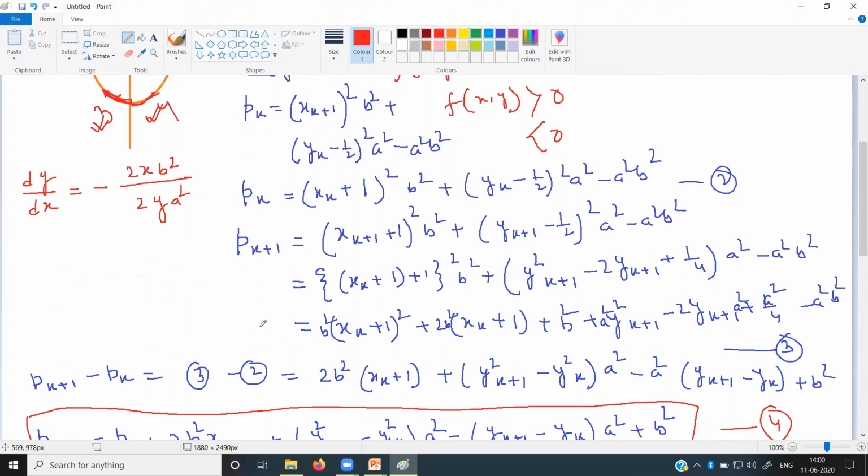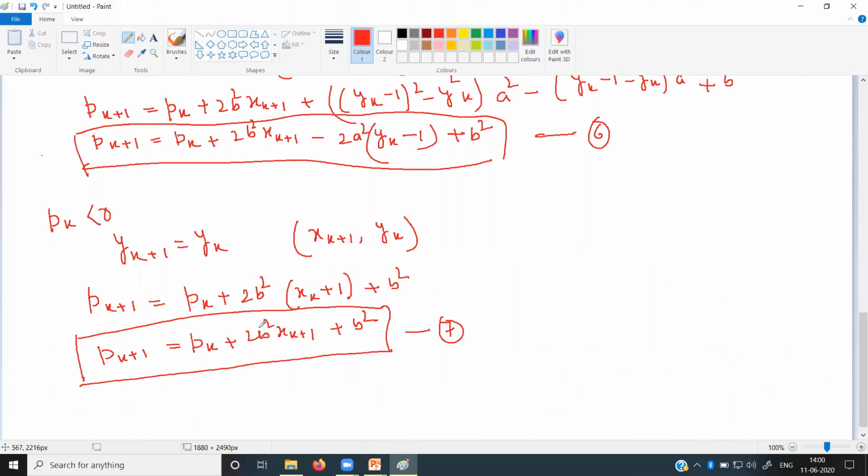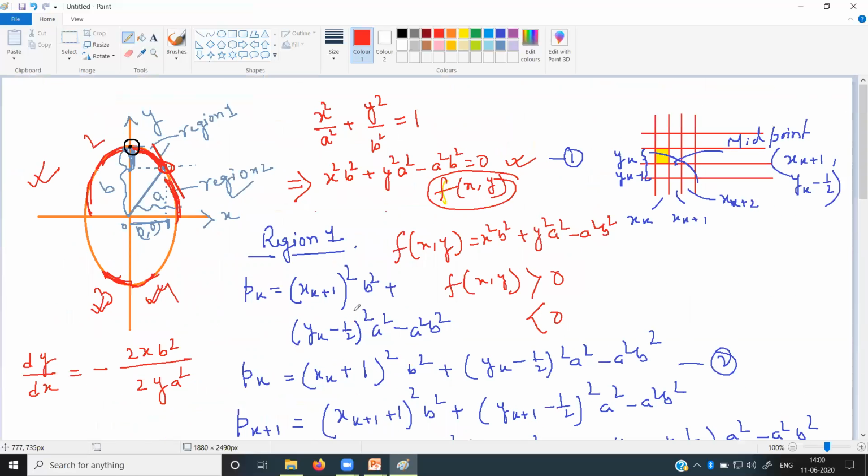Okay, so I think it is clear to you. In my next lecture, I will give you a very brief description of how to find the points from region 1, and then I will show you the derivation of the decision parameter of region 2. Fine.